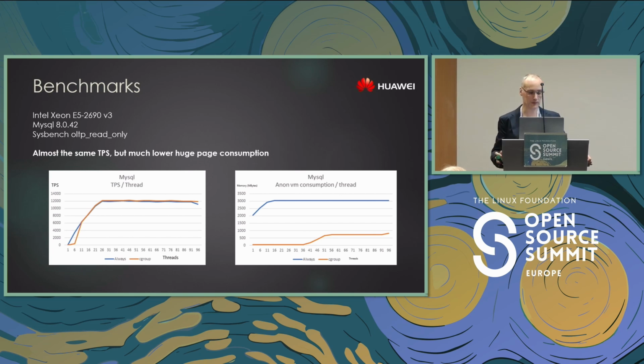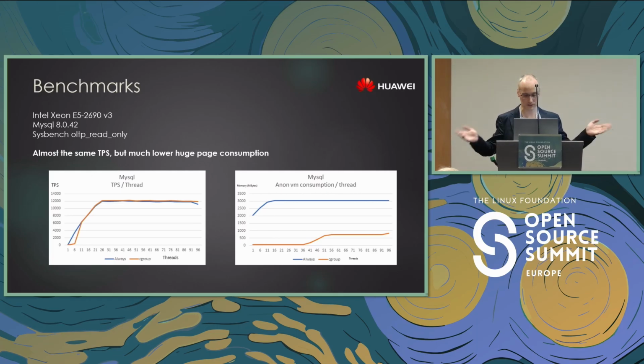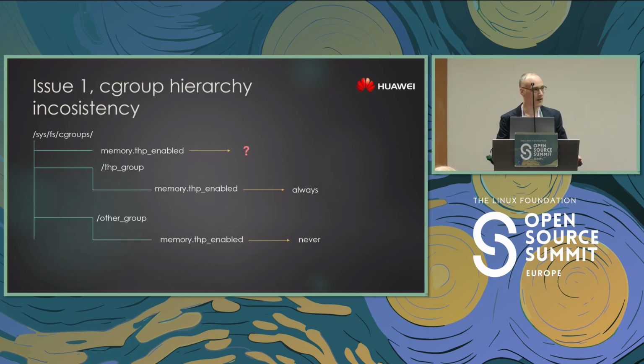When we use C groups only for MySQL, we see, I think, up to 800 megabytes of huge page consumption. So a big difference over there. And this is just a server running MySQL and sysbench on the same server, so we didn't have anything else. But for whatever reason, Linux decided to collapse a lot of stuff when using always.